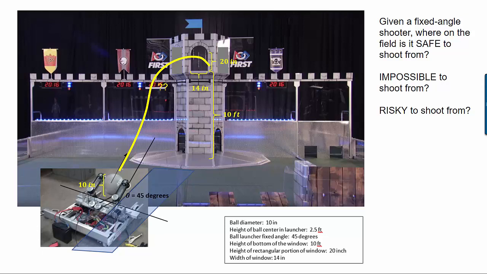And so a couple years ago on the robotics team, we had this problem where we needed to design a robot that shoots a ball into a goal. And so we designed a robot with a fixed angle shooter, and it shot the ball with a certain trajectory. But we needed to know, for our design, what parts of the field were safe to shoot from or impossible to shoot from or risky to shoot from if we actually had a human driver.